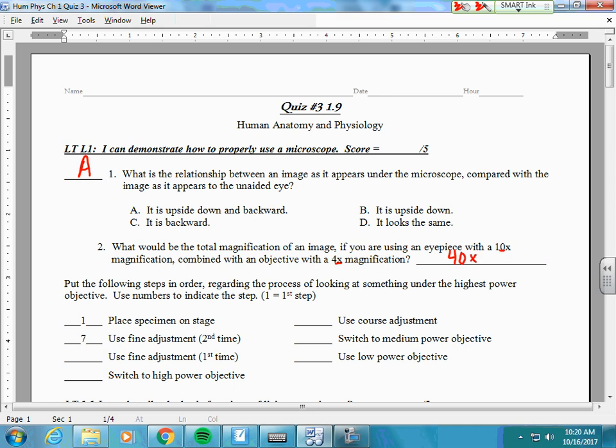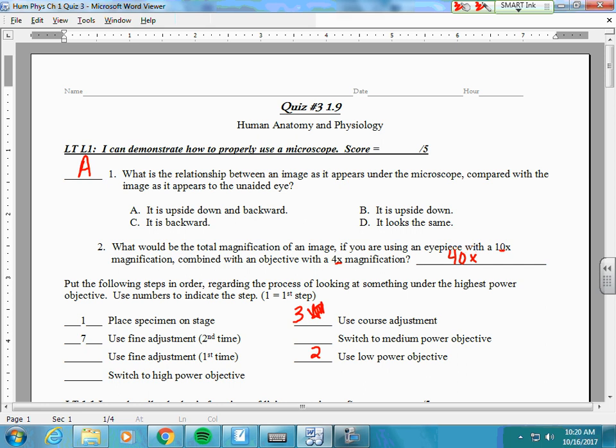So number one is we're going to place a specimen on the stage. What do we do next? Well, the first thing we do after putting the specimen on the stage, we're going to look at the coarse, use a coarse adjustment. Now with the coarse adjustment, I'm sorry, that's wrong. We're going to start by using the low power objective. And with the low power objective, we are going to use the coarse adjustment. That's the only time we use the coarse adjustment is with the low power objective.